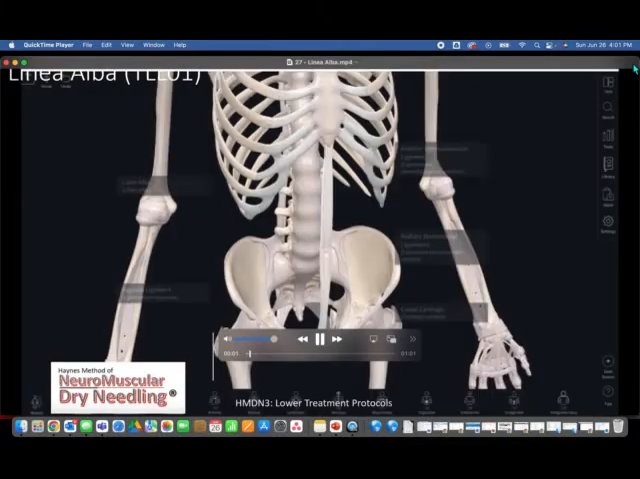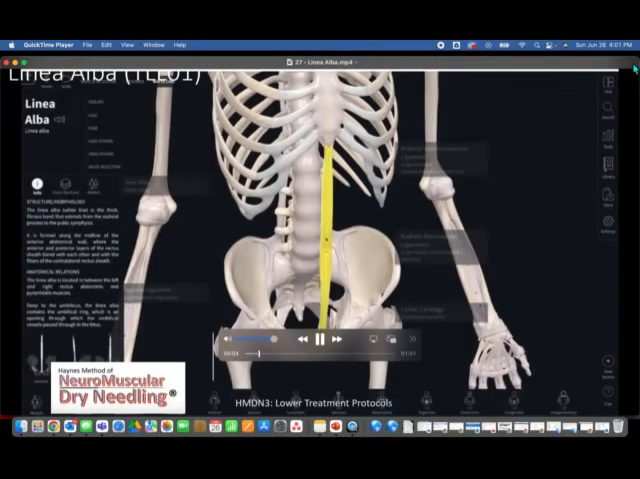For the Linea Alba, the patient here is going to be supine with a needle length of no more than 1.5 centimeters. There is no backdrop. Precaution here: if there is diastasis recti present, proceed with extreme caution, as the abdominal contents can be very superficial in those locations.